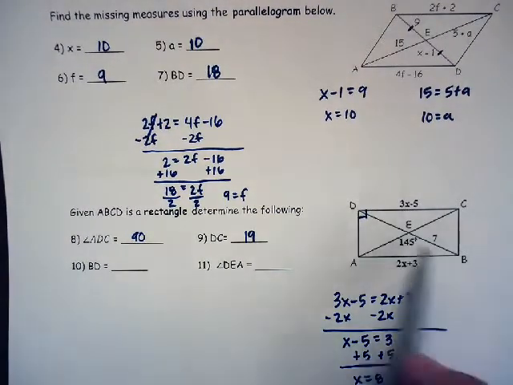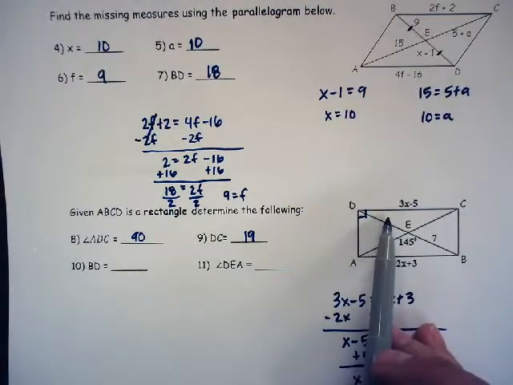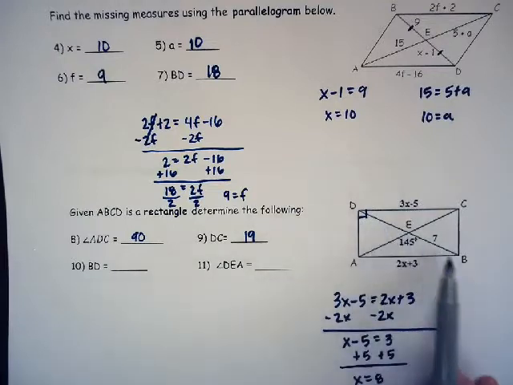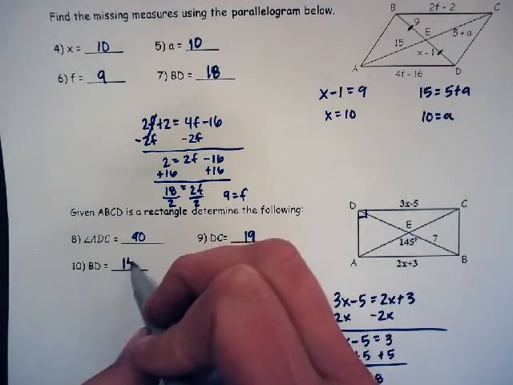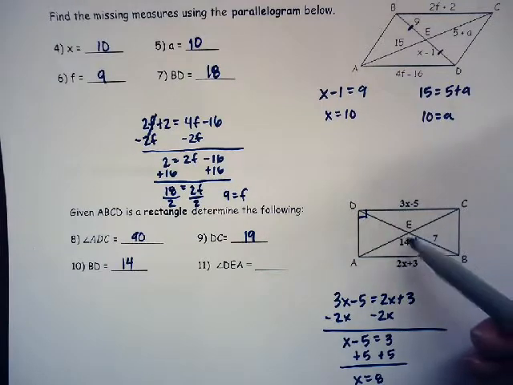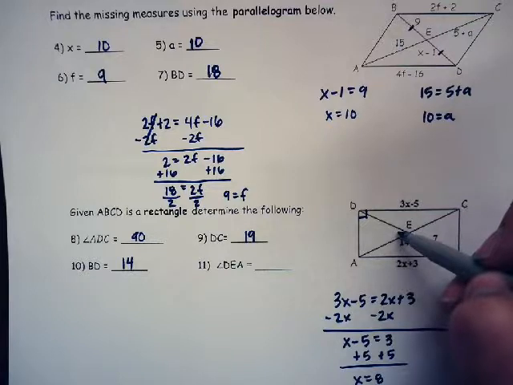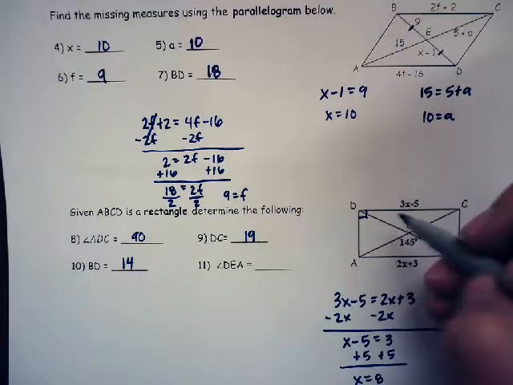Okay, the length of BD, well, it says this side is 7, so that means this length has to be 7, so the entire length is 14. Angle DEA. So if this is 145, this is a linear pair right here, if you notice that. So that makes this one 35.